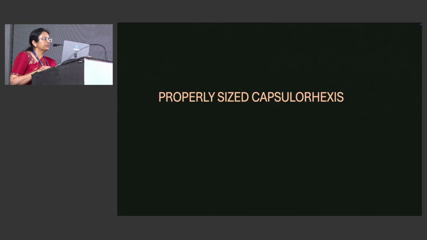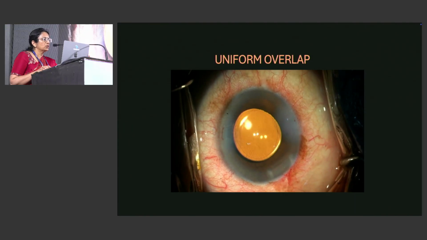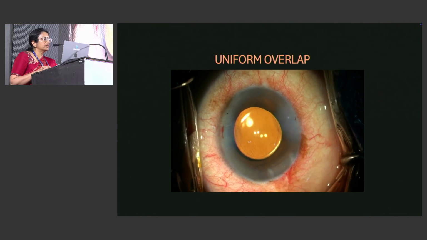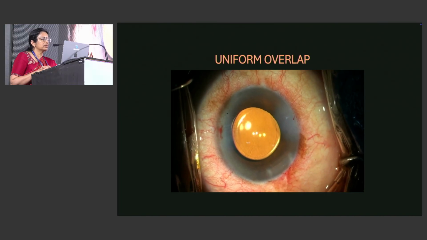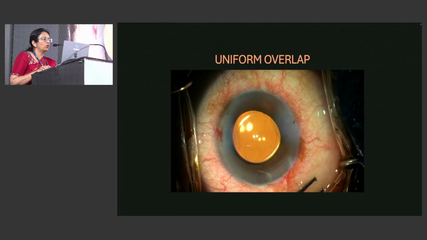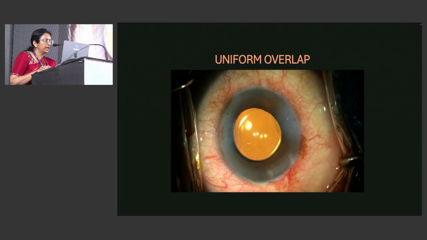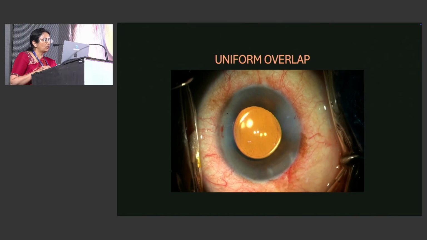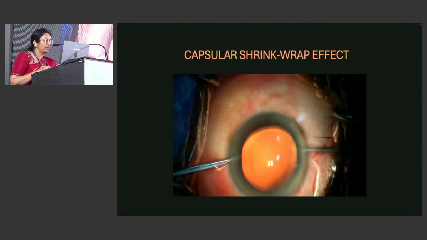Now, proper sizing of the rhexis is also important. Most of the IOLs have an optic of 6 millimeter. So we should aim for a rhexis of around 4.5 to 5 millimeter so that this uniformly overlaps the IOL optic all around, giving axial stability to the intraocular lens and avoiding post-op refractive surprises. This is all the more important in case of presbyopia correcting IOLs.